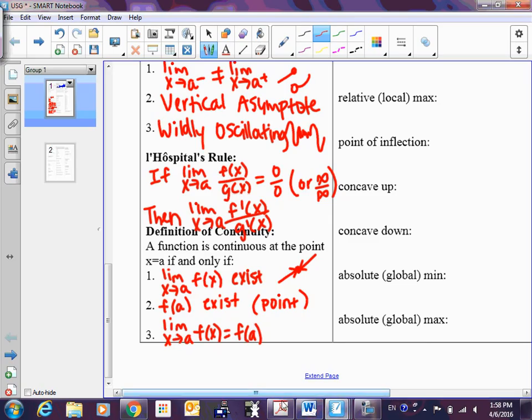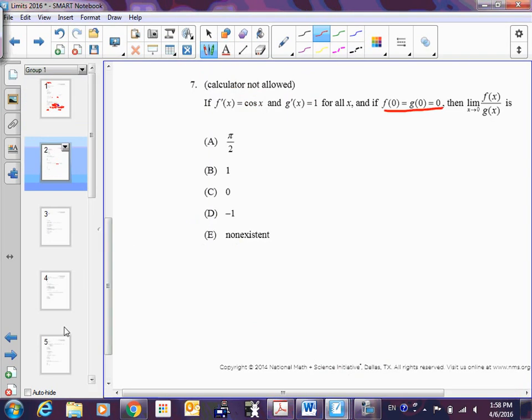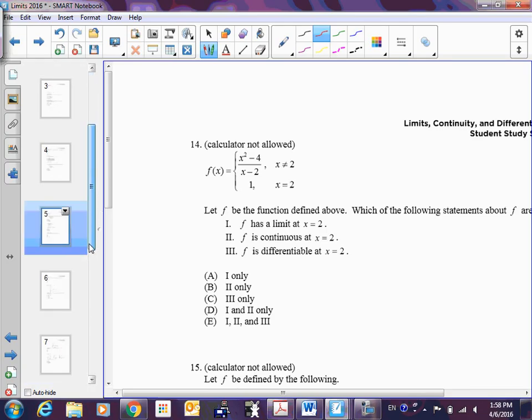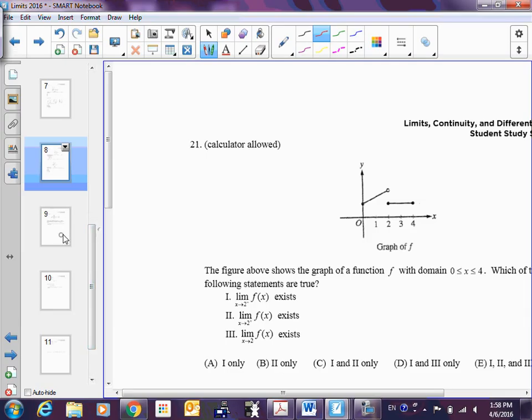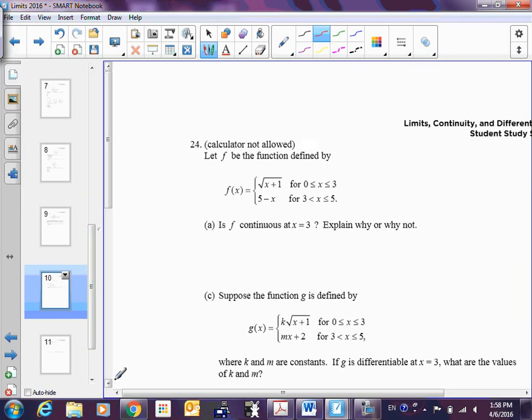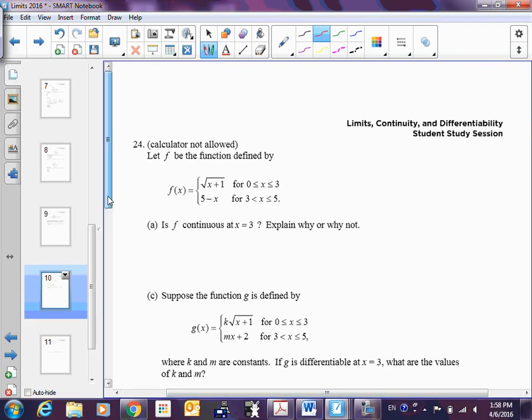So let's look at the packet. I want you to turn all the way to 24. This is a free response. You guys remember how much free response is worth? 9 points, right? And this is only parts A and C because those are the only parts that apply to this topic. And so I'm thinking that part A was probably worth 2 points and part C was probably worth 3 points. And we're going to work both of those right now.